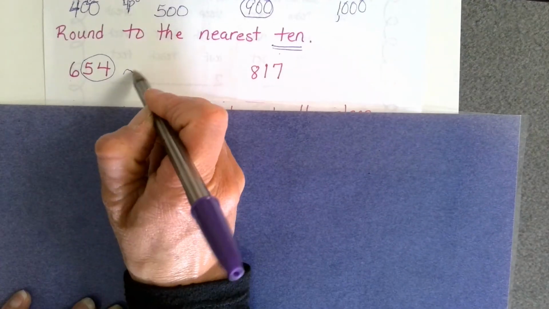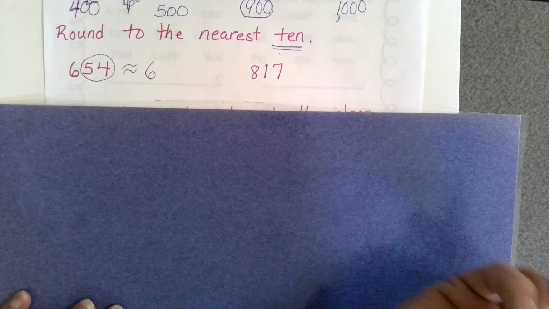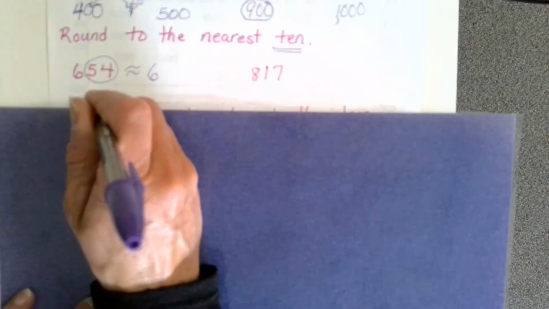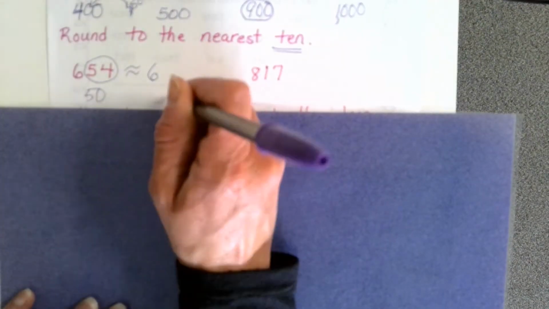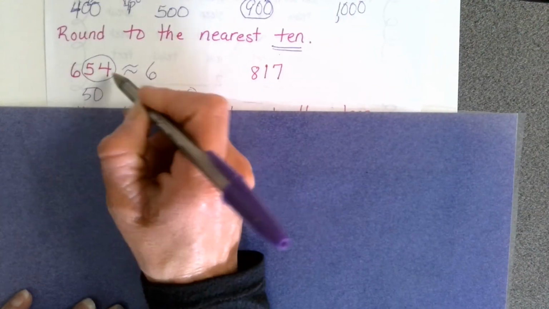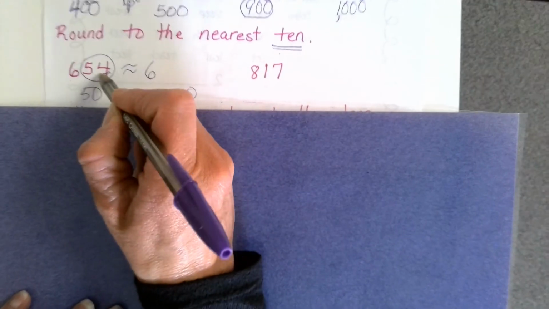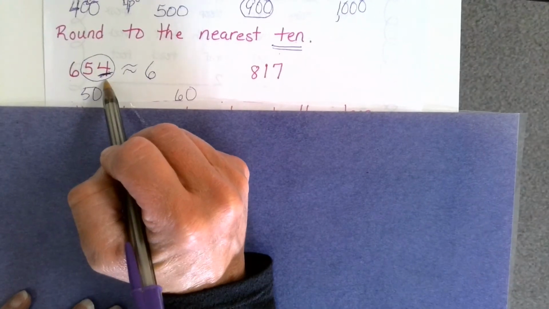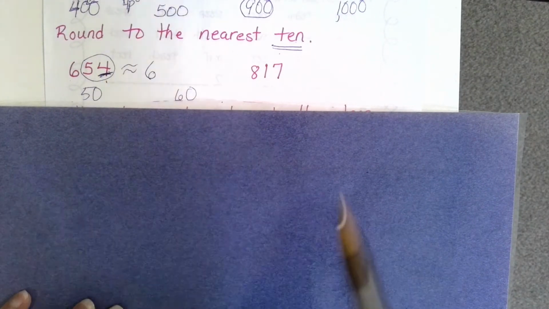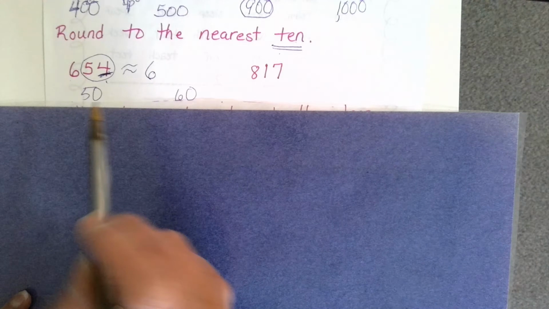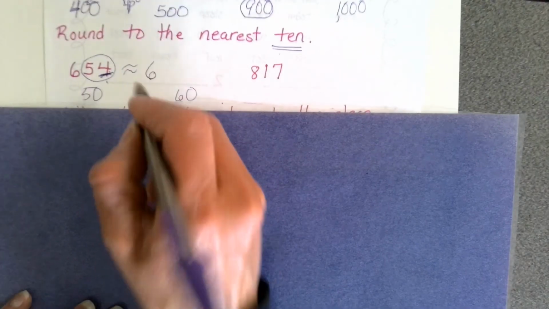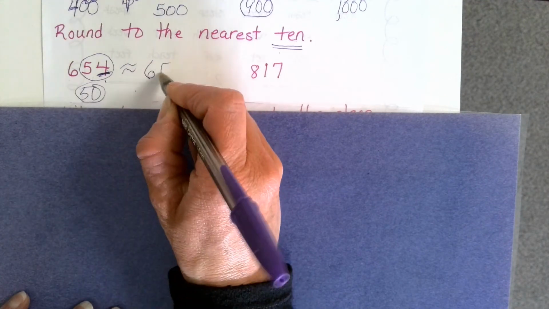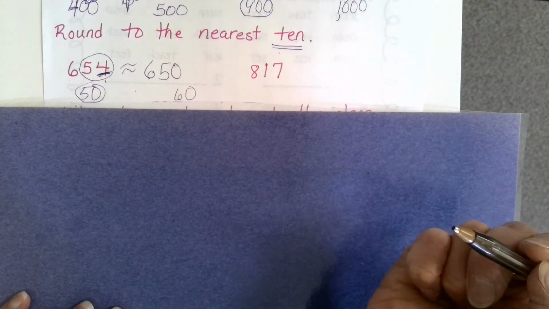So when I round this, I know it's going to be 600 something. If I'm rounding 54 to the nearest 10, I know it's going to be between 50 and 60. 4 is in the ones place. So when I'm rounding to the nearest 10, I have to look at the digit in the ones place to know if it's 4 or below or 5 or above. This is 4 or below. I'm going to take it down low. So I know that it would go to 50, 650.